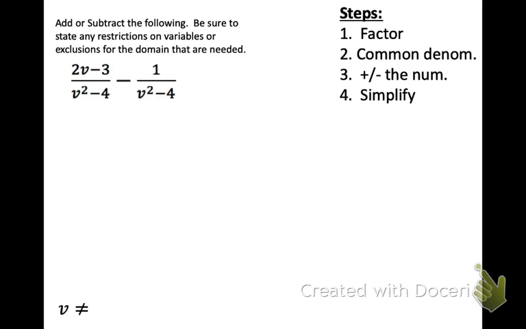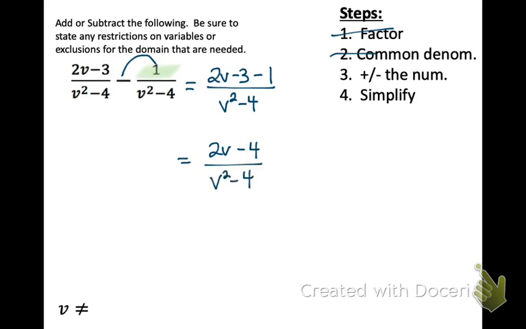Okay, this next one we already have common denominators, so I'm not going to worry about factoring right now, and I've got common denominators. So I'm just going to add or subtract the numerators. In this case, I'm subtracting, so it's going to be 2v minus 3, and then it's a minus 1. If I had multiple other terms going on here, I would need to distribute this negative to everything over here, but there's just a 1, so I'm just going to distribute it to the 1 over my common denominator, which is v squared minus 4. That ends up being 2v minus 4. The negative 3 and negative 1 makes negative 4 over v squared minus 4.